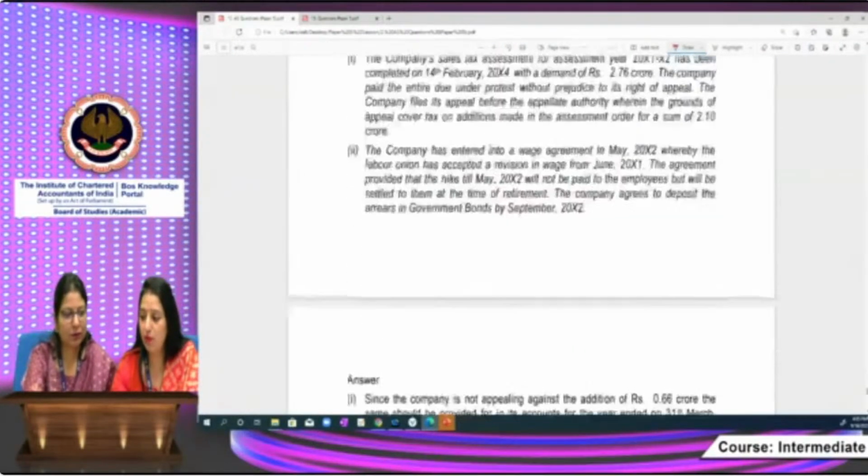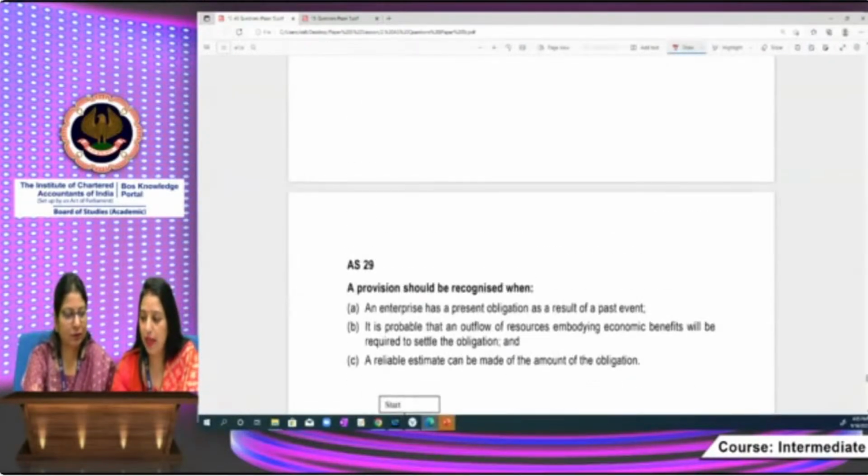What is a provision? As per the AS, provision means a present obligation as a result of past event, an event which is going in the past but due to which there is a present obligation. कुछ पहले हुआ हो जिसके कारण आज आपको ऑब्लिगेशन आ गया.